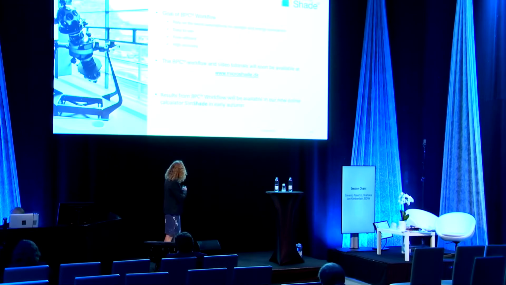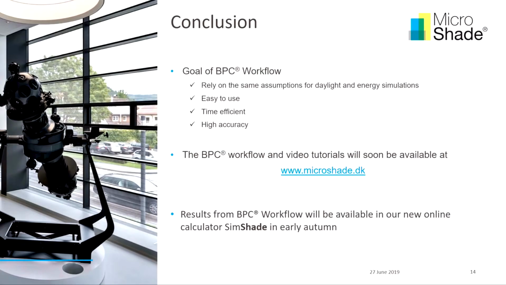We have a new calculation tool that is called SimShade, available on our website already. And all the results from this workflow are going to be available simply in this calculator, so that you can go in and choose your room size, your window size, type of shading that you wanna compare with, and then you can see the performance both on the thermal side, on the daylight side, and how much time the shading is activated.